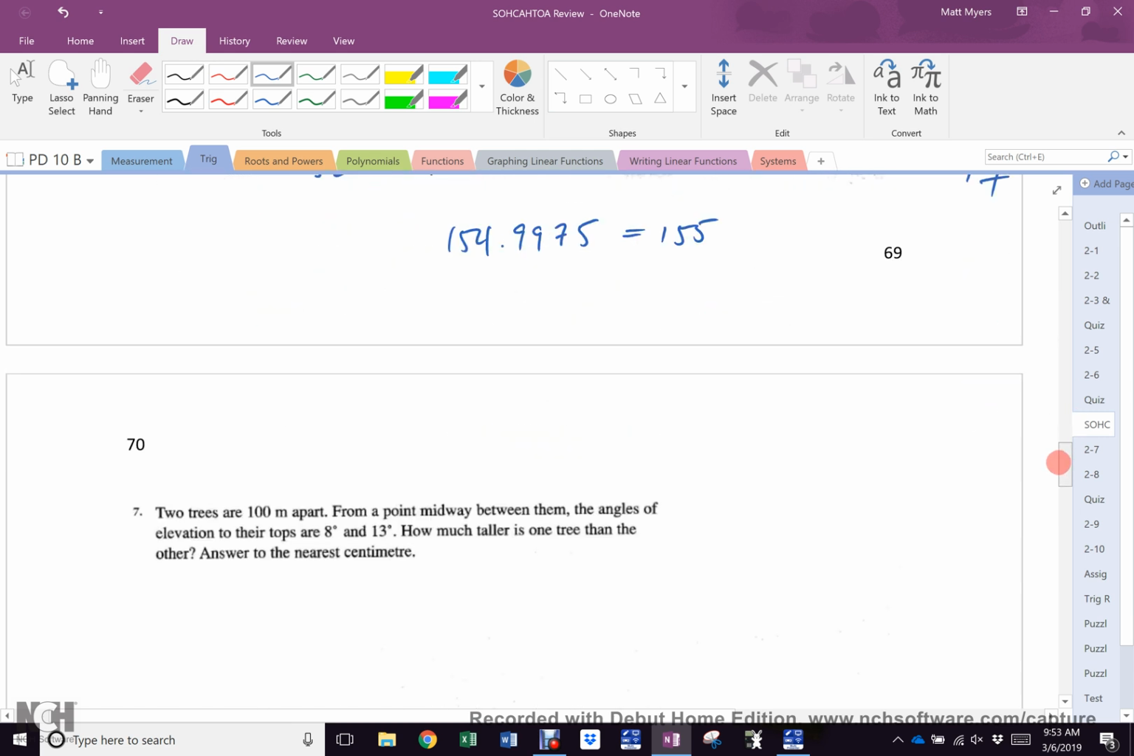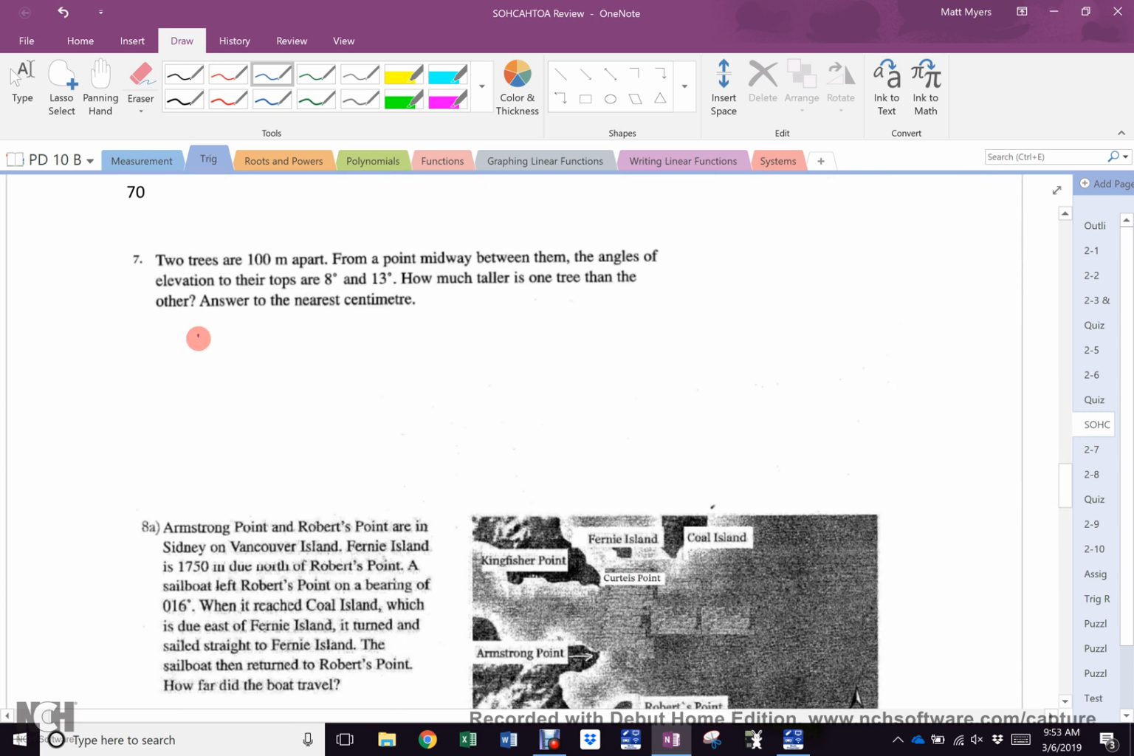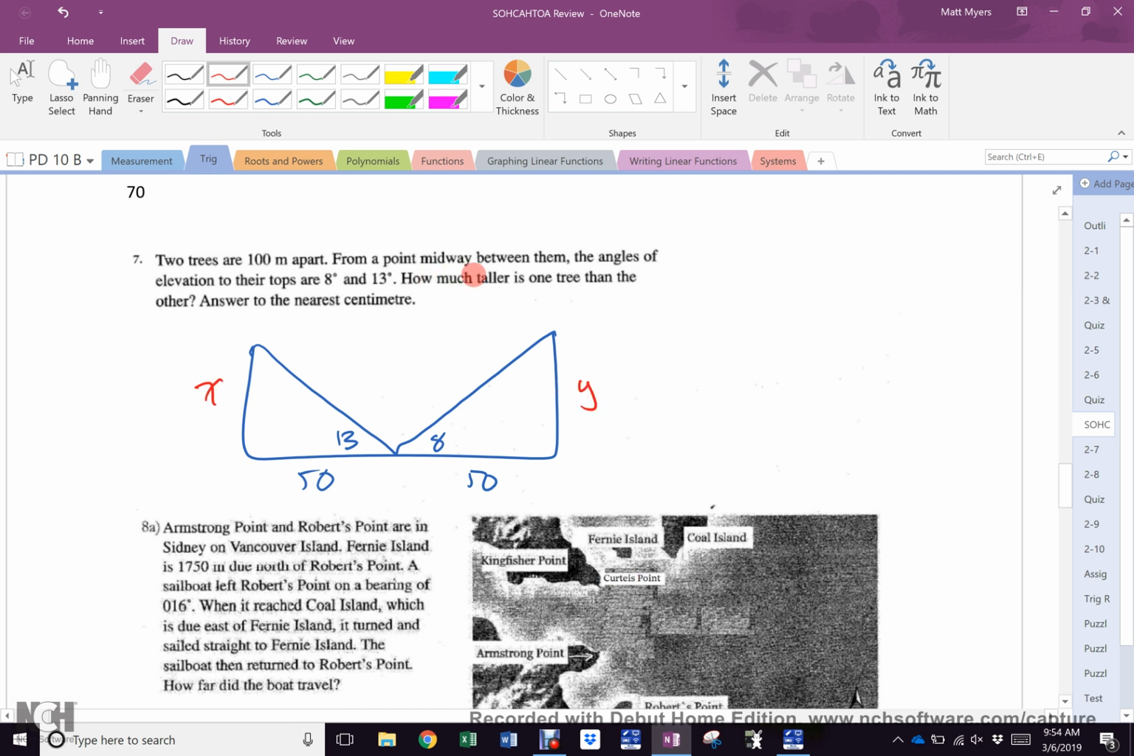9! 2 trees are 100 meters apart. Nice tree. What's this? 50. What's this? 50. What's this? 8 or 13. The other one. Tree X, tree Y. How much taller is one tree than the other? I need to know what X minus Y is.